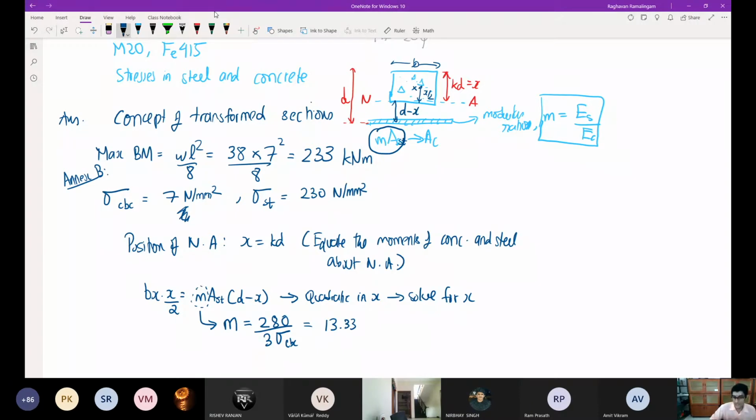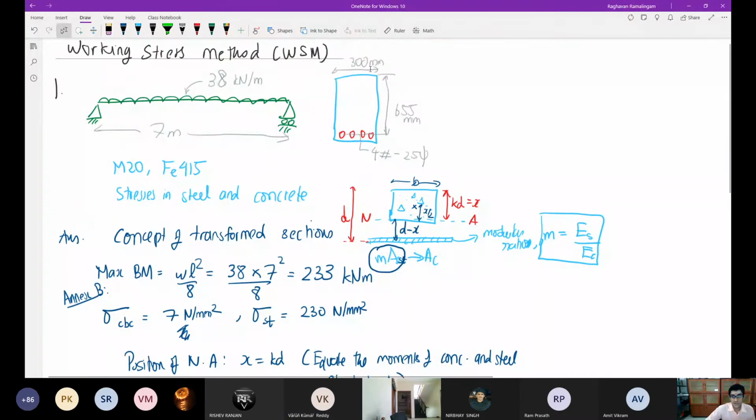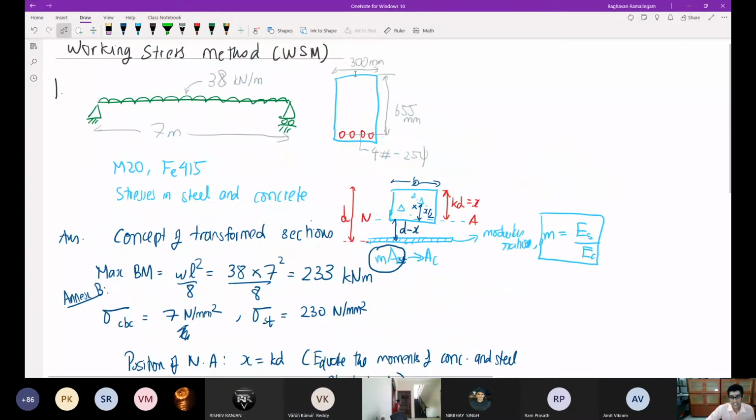Fine. Now everything is there. How much is B, the breadth of the concrete? 300. Now, to find x, how much is d? 655. Then the area of steel, how much?